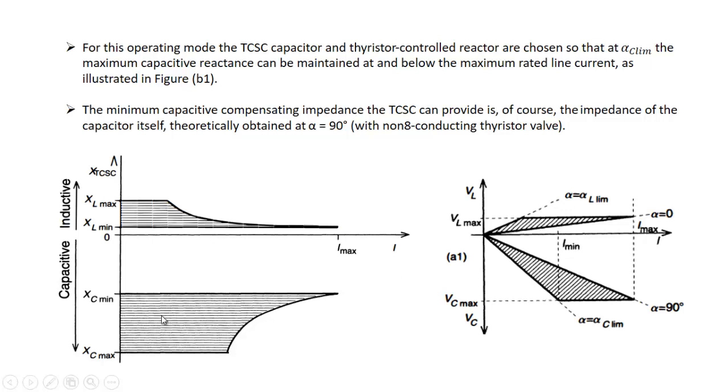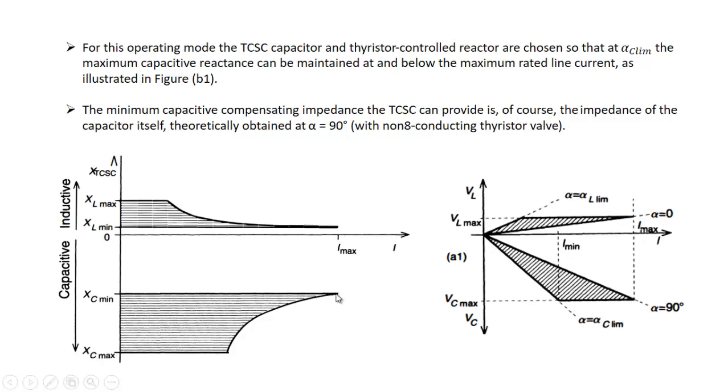Similarly for XC, let us say XC minimum, we discuss from XC minimum. This is for alpha equal to 90 degrees. When current increases from 0 to this I max, this will remain constant, will not change. So this line corresponds to this line. As current increases, voltage increases linearly.